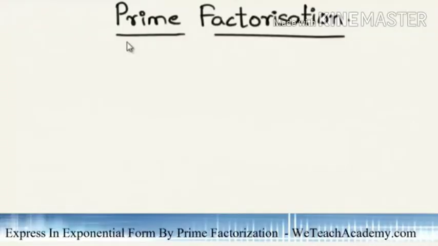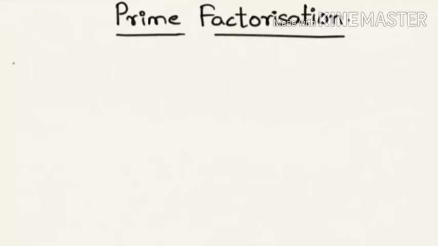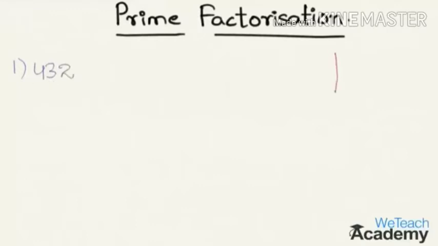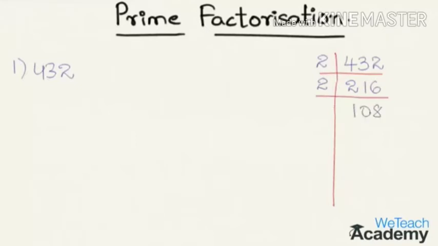In this presentation, we are going to write a number in exponential form using prime factorization. So, let us consider a number. The number is 432 and let us simplify it by using factorization. So, here 432 is nothing but 216 times 2, and let us simplify this again. That is nothing but 108 times 2 is 216. Repeating this again, 54 times 2 is 108. And now, by dividing with 2, we get 27 times 2 is 54.